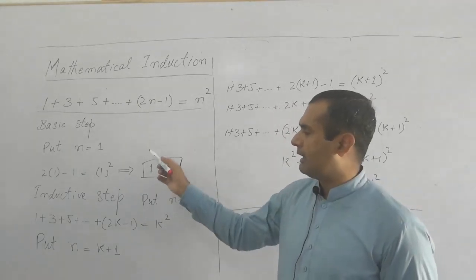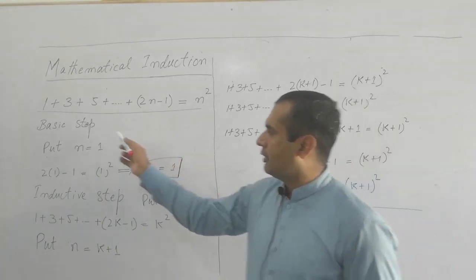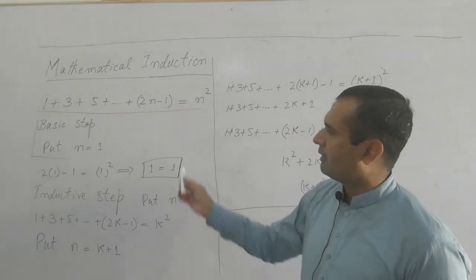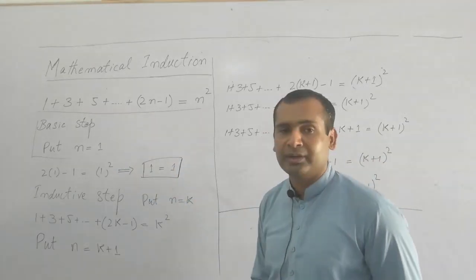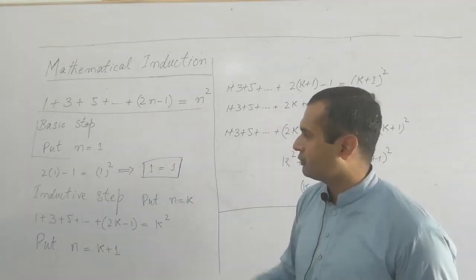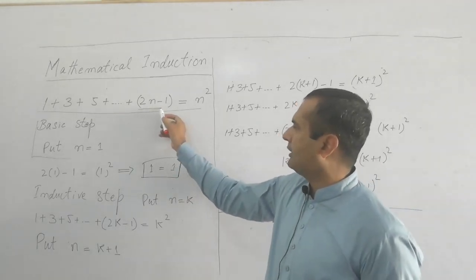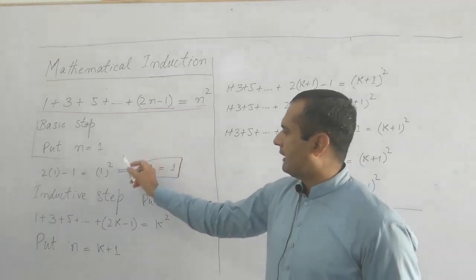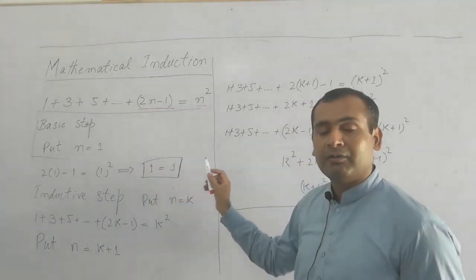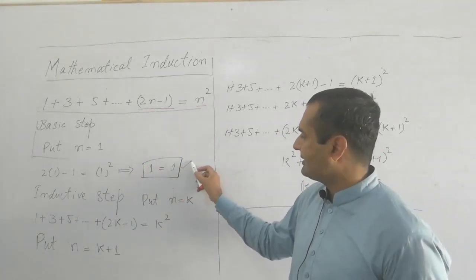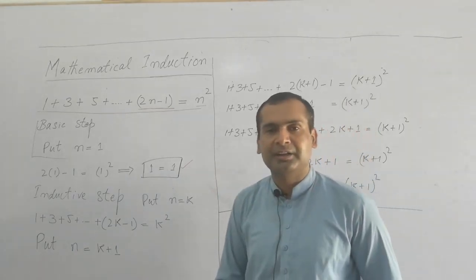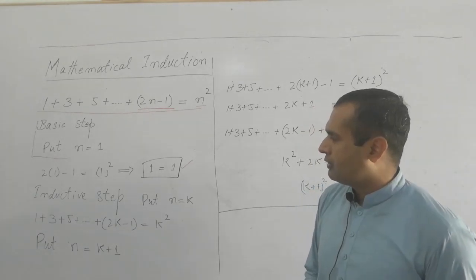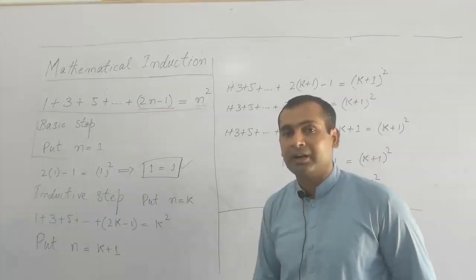First of all, we have a basis step. What is this step? This step tells us to put the value of n as 1. So if we put the value of n as 1, it will be 1 on the left side and 1 on the right side. So our basis step is completed and it is successful. Now we are going to prove the inductive step.